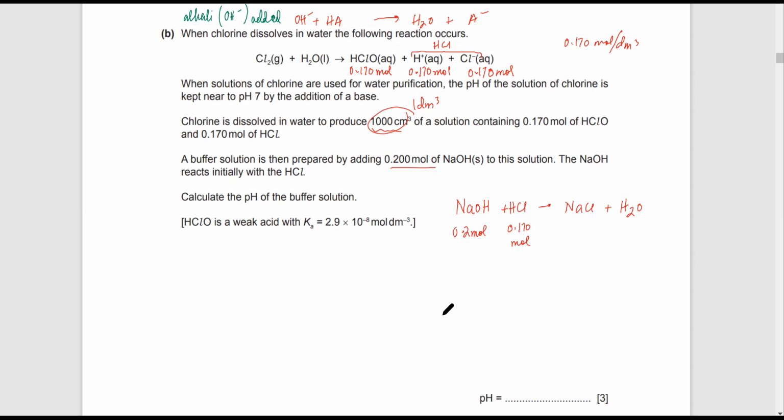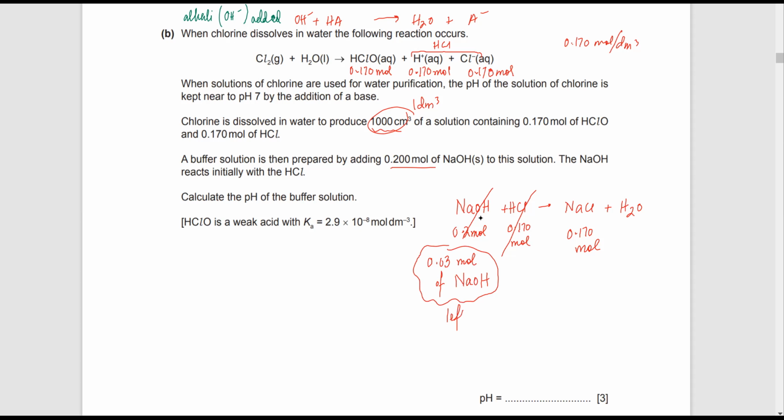So that means one of the things is in excess. 0.17 is going to react with 0.17 to produce 0.170 moles. So this would completely react. And 0.03 moles of NaOH would still be left over.